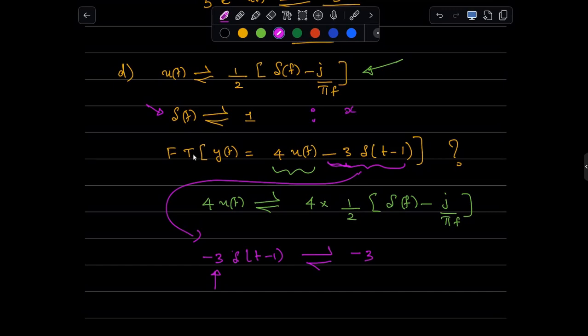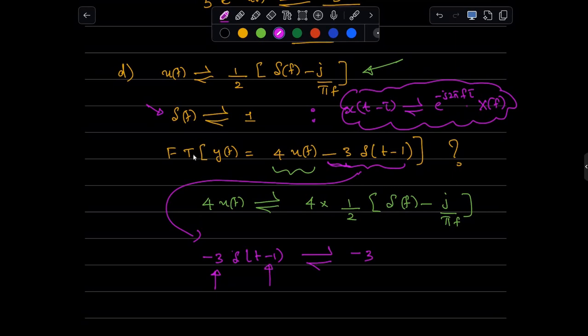If x of t has the Fourier transform x of f, then x of t minus tau has the Fourier transform e power minus j 2 pi f tau into x of f. This is the property, so we have to use this property here. You see the delay here is 1, as in x of t minus tau. So what is tau? Tau is equal to 1.